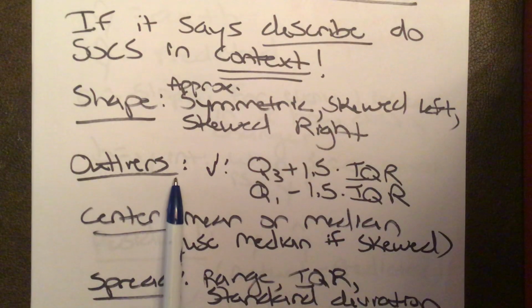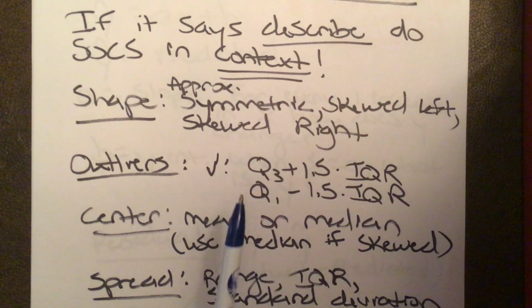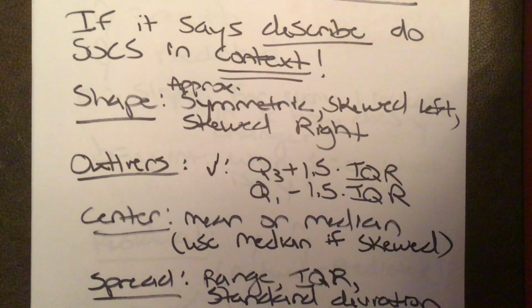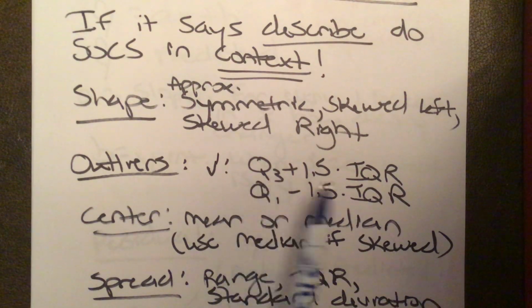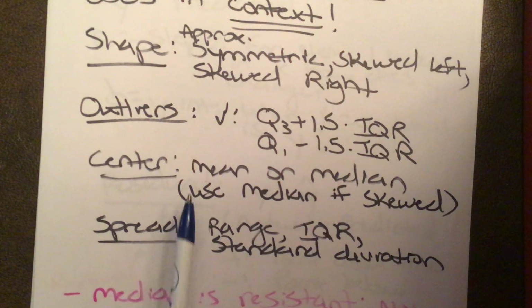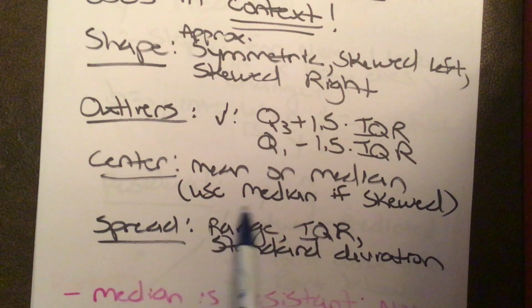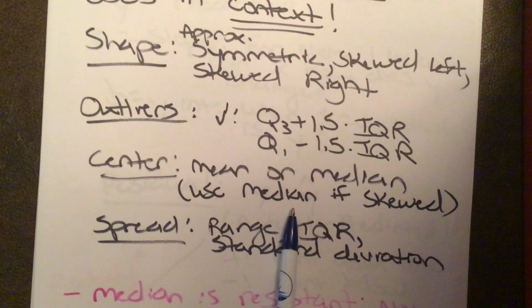Outliers. I doubt you're going to have to use the outlier check. More likely you'll probably just have to glance at a graph that they give you and see if any points stand out as outliers. But that's the check to get the fences, as a reminder. The center, you use the mean or the median. If the distribution is skewed, you use the median. And we'll talk about why again in a sec.